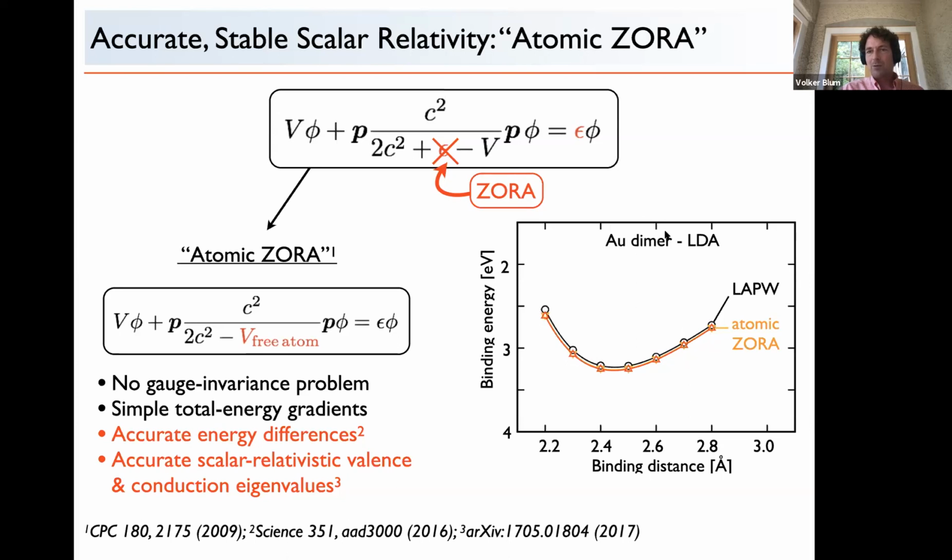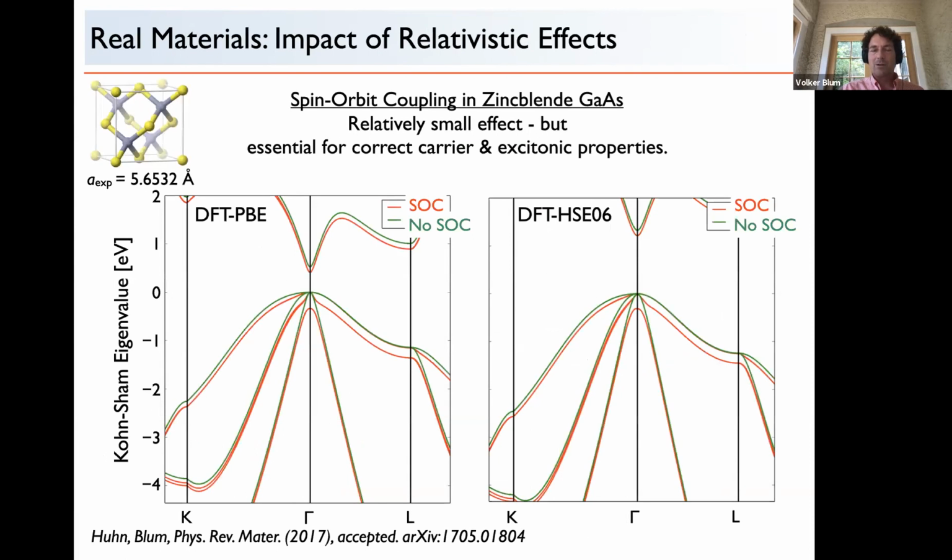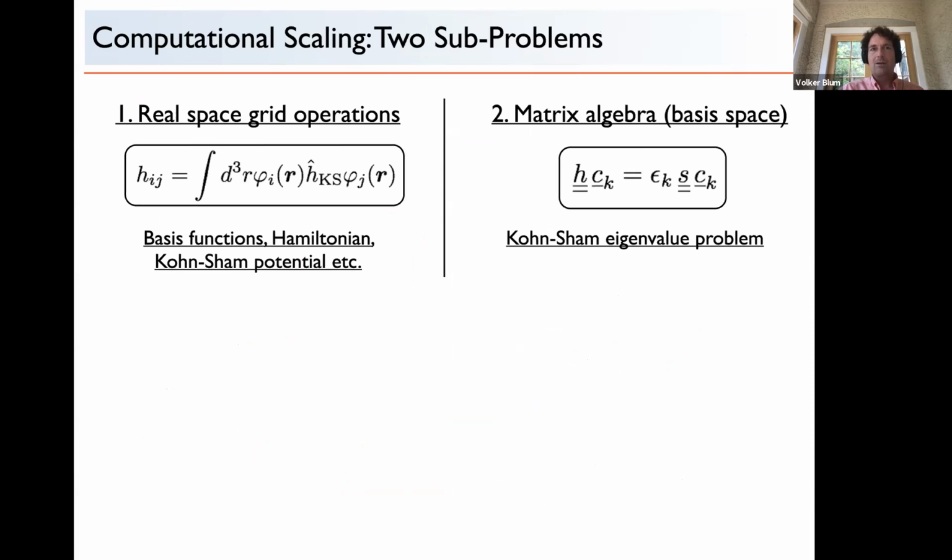And if you compare LAPW with a different scalar relativistic approach to atomic ZORA in FHI-aims, you see that these curves for the gold dimer binding energy curves, which would be very different from non-relativistic to relativistic, but here they're practically on top and just reflect basis set differences. And then spin-orbit coupling I already talked about, but we'll be talking about gallium arsenide in the tutorials here. So the red curves here are spin-orbit coupled, the green curves are non-spin-orbit coupled, and especially here near the valence and conduction bands, you can see differences that are actually important for electronics. All right.